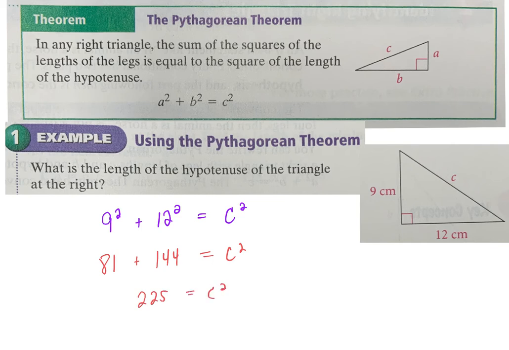Now I have solved for c squared. I want to solve for c. So remember when we were solving equations, we have to take the square root of both sides. So I have to take the square root of this and the square root of that. So c is going to equal, according to our rules, either positive or negative 15, because we had a variable. However, we're talking about the length of a side of a triangle. It cannot be negative, right? So c here has to be 15. So my hypotenuse length would be 15 centimeters.